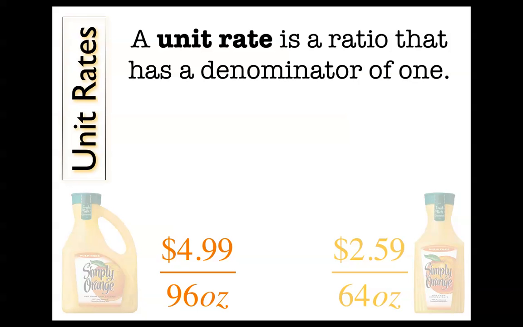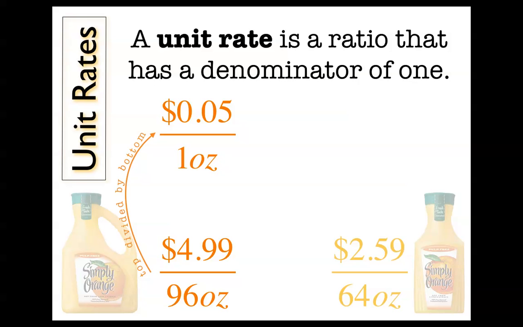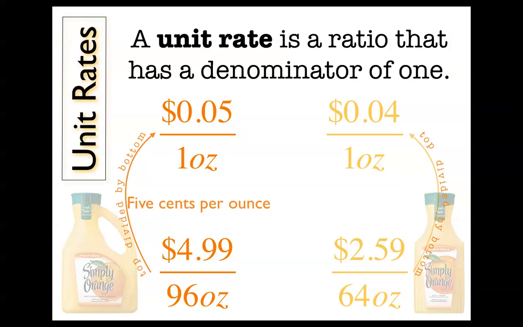So, how do you turn $4.99 for 96 ounces into a unit rate per ounce? You just do top divided by bottom. When you do 4.99 divided by 96 and round it to the nearest penny, it's 5 cents per ounce. And then when you take 2.59 and do top divided by bottom, divide it by 64 and round that, you get about 4 cents per ounce. So the larger container is 5 cents per ounce. The smaller container is 4 cents per ounce.